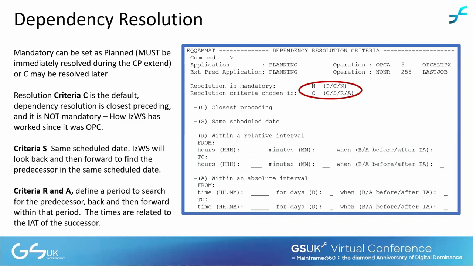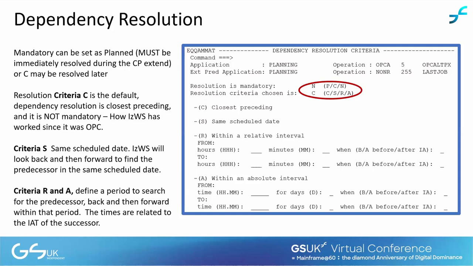You can say that the resolution is mandatory. That is, it must be able to make it. And although this one says no, it could say P or it could say C. P means that when the current plan is built, it must be able to resolve that dependency. And if it can't, the current plan extend will fail. And you'll get messages to tell you that. I personally have never used planned. For me, it feels a little dangerous.